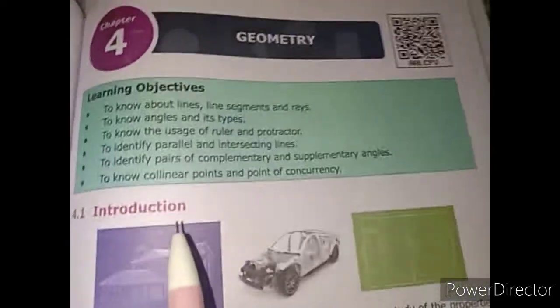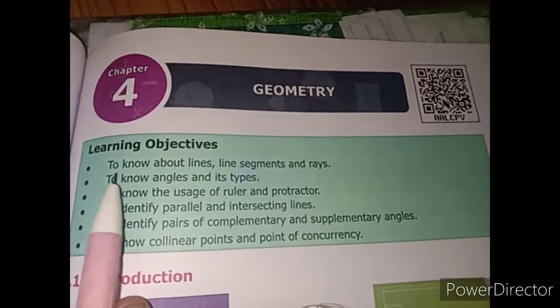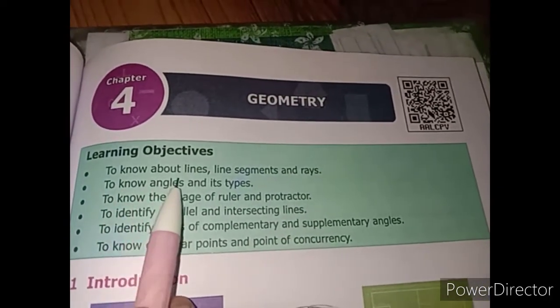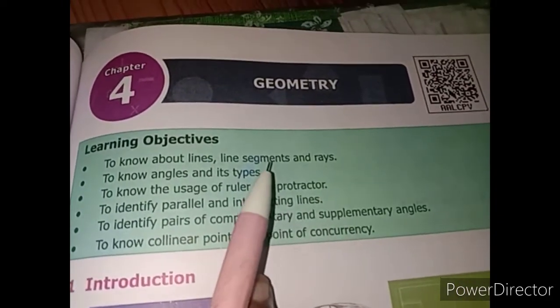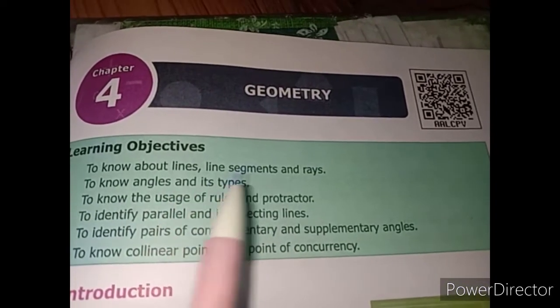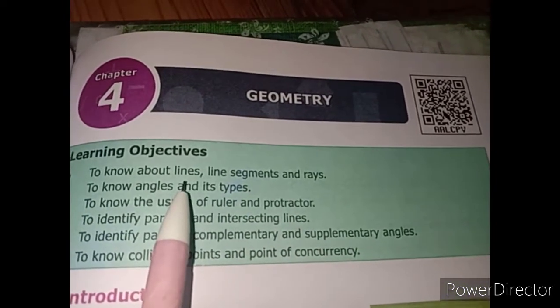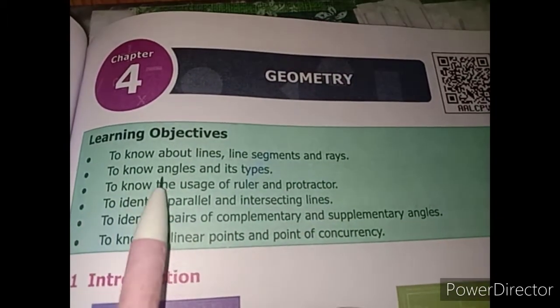In this chapter, the learning objectives are, first, to know about lines, line segments and rays. You would have studied this in your 5th standard. Now we are going to see the differentiation between what is a line, what is a line segment and what is a ray. Next thing is to know about angles.